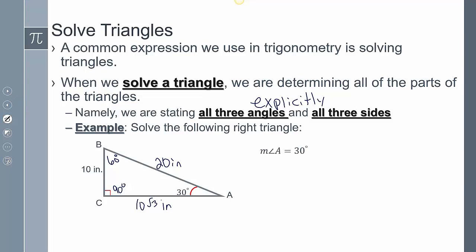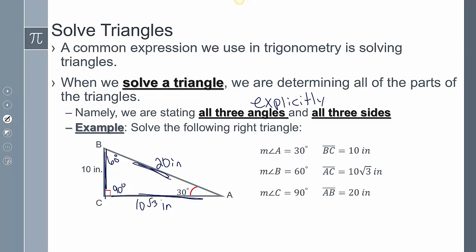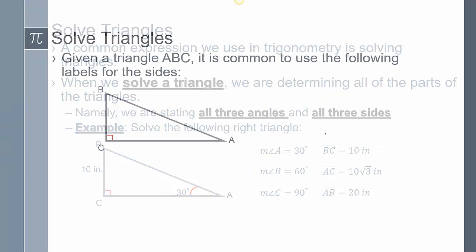So I have to say angle A is 30 degrees, angle B is 60 degrees, angle C is 90 degrees. And then the side BC, which is this side here, that's going to be 10. Side AC, which is this side here, is going to be 10 root 3, and this side here, AB, is going to be 20 inches. I have to explicitly state them. That right there is my answer.